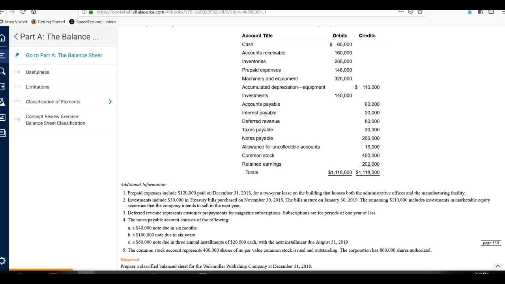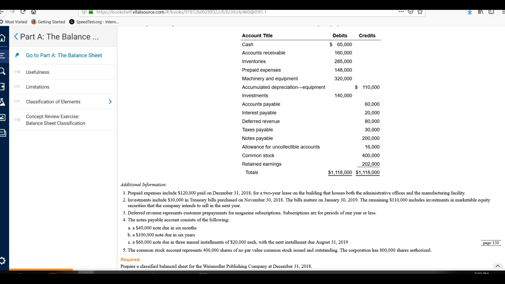Number 3, deferred revenue. As you see on the books, it shows $80,000. Deferred revenue represents customer prepayments for magazine subscriptions. Subscriptions are for periods of 1 year or less.